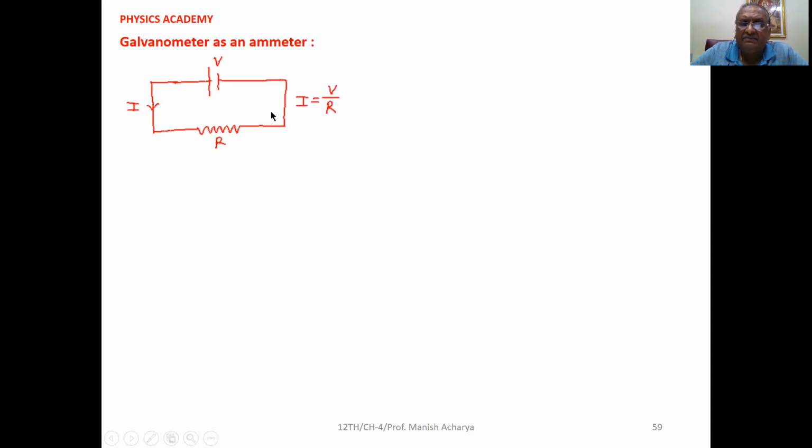Suppose we have the circuit as shown in the figure, in which the resistance is connected with a battery of V volt. If we connect this circuit, how much current will flow through resistance R? As per Ohm's law, the current I is equal to V by R, that much current will flow through this resistor. And now we want to measure this particular current flowing through the resistance R.